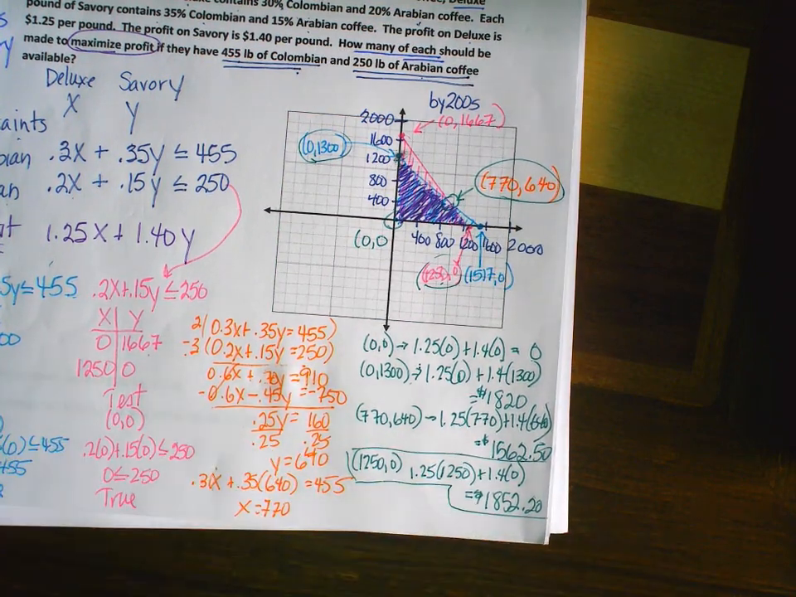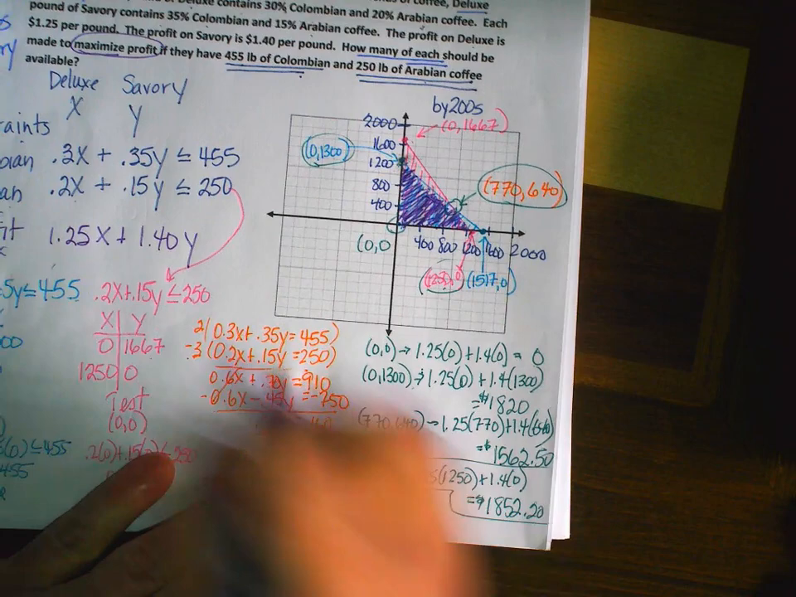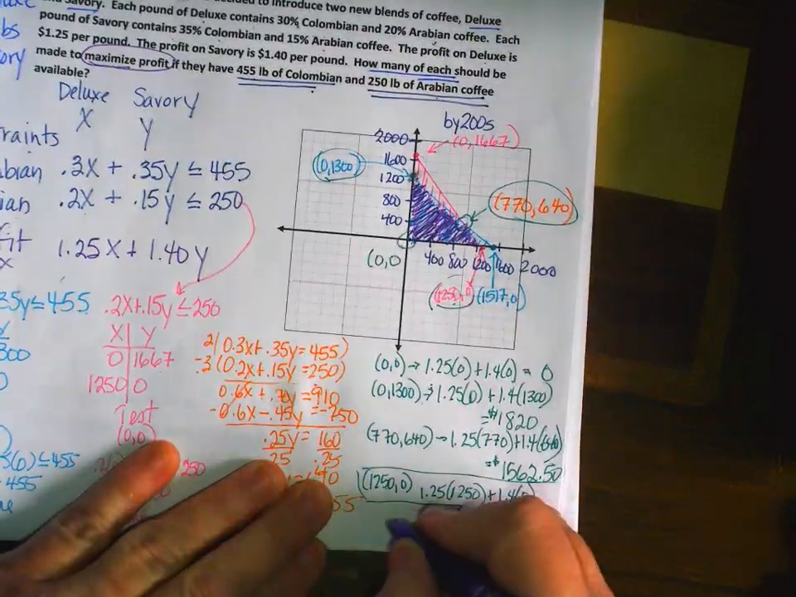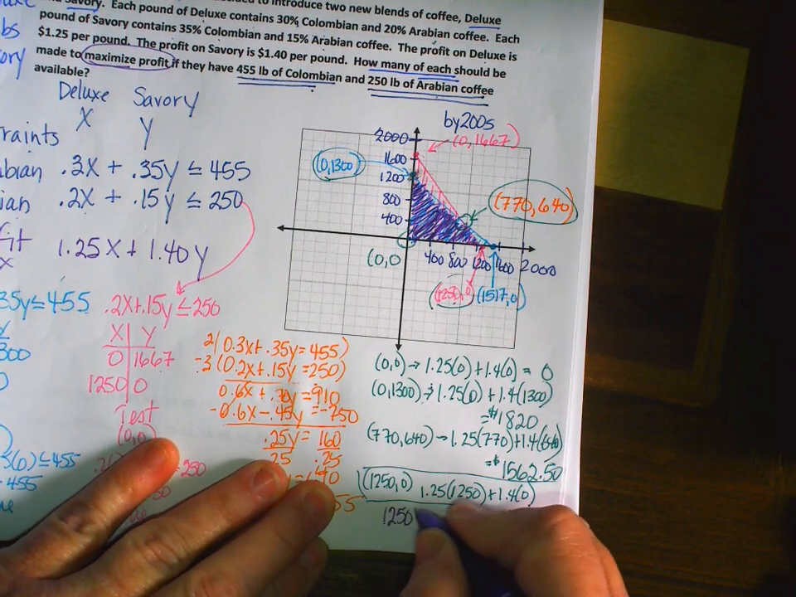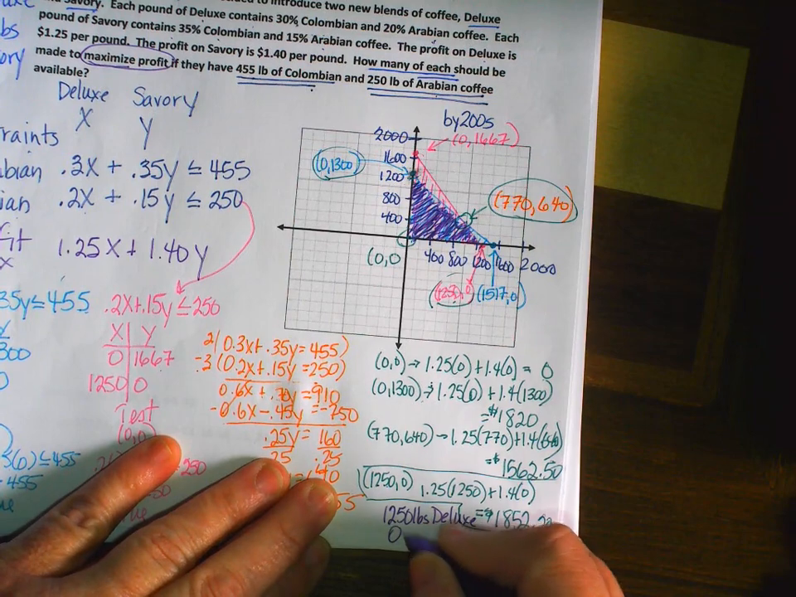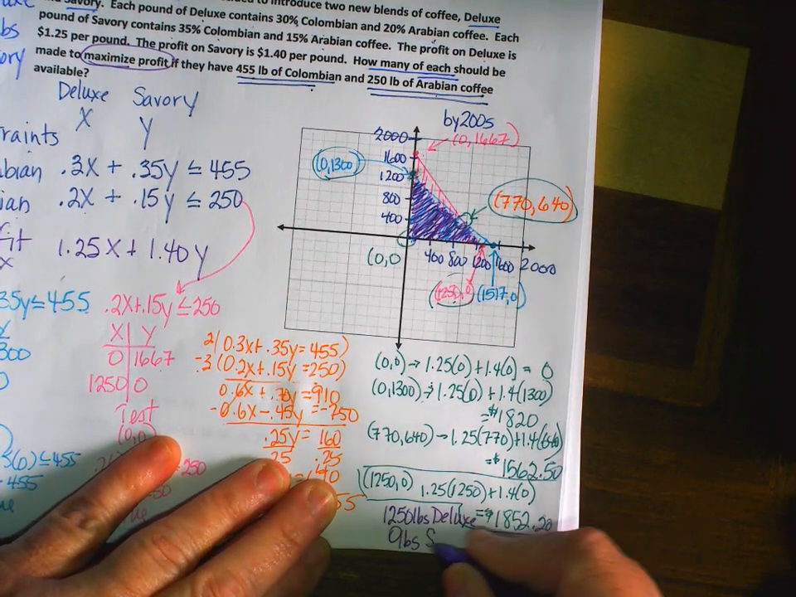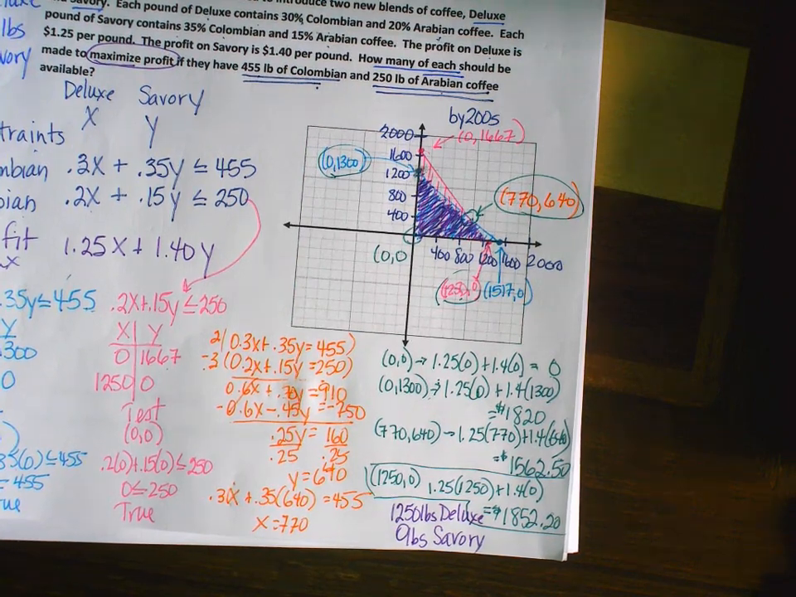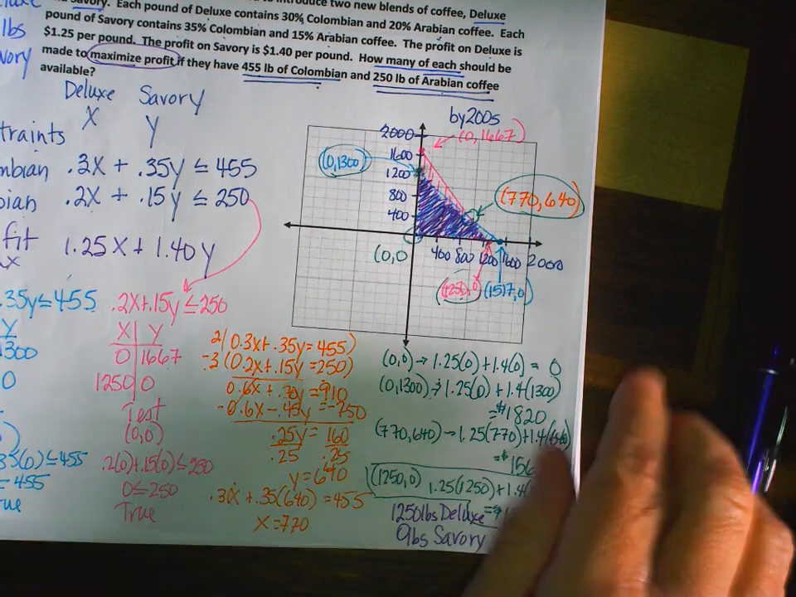Okay, so that's the combination that will give you the highest profit. So that means 1250 is X. X is for the number of pounds of deluxe. So I'm going to do 1,250 pounds of deluxe and no pounds of savory. And that will give me the highest profit given the constraints of the number of pounds of coffee that I have. And so that would be your final answer. Okay, let's try one more.